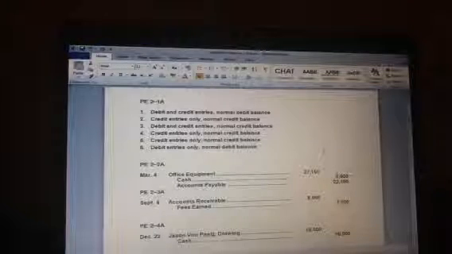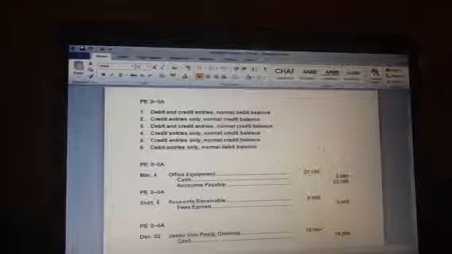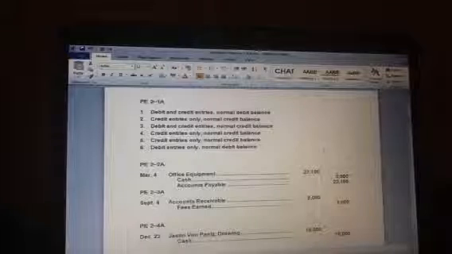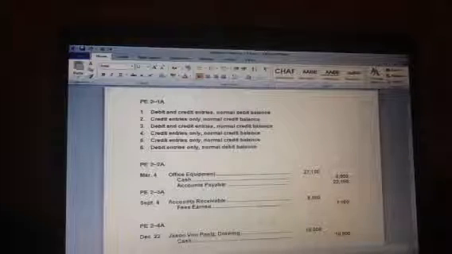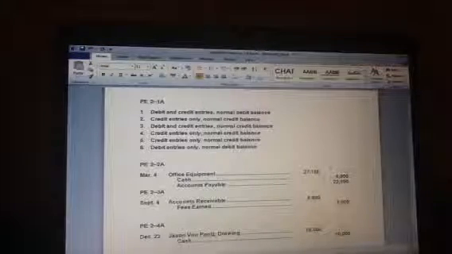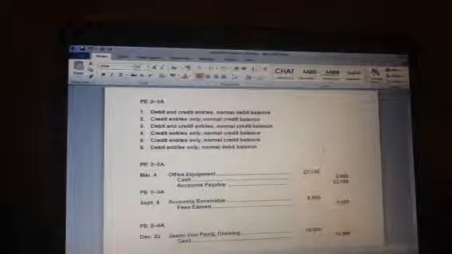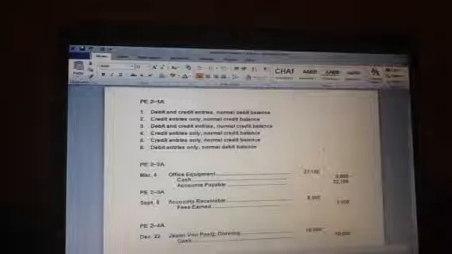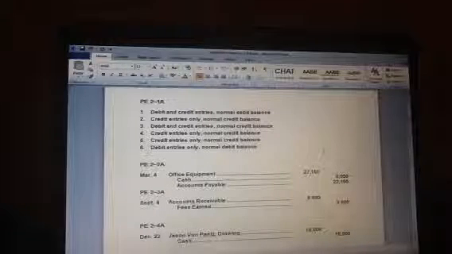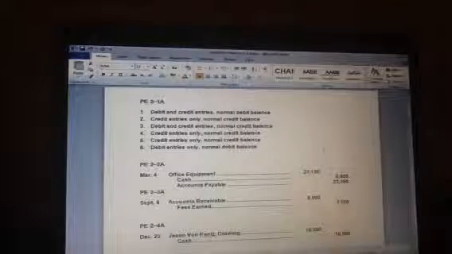Number 3, notes payable. Notes payable is a liability. All liabilities normally have a credit balance, and you could either debit or credit notes payable. If you credited notes payable, you would be increasing it because all liabilities are increased with a credit. If you were debiting notes payable, you would be decreasing it.